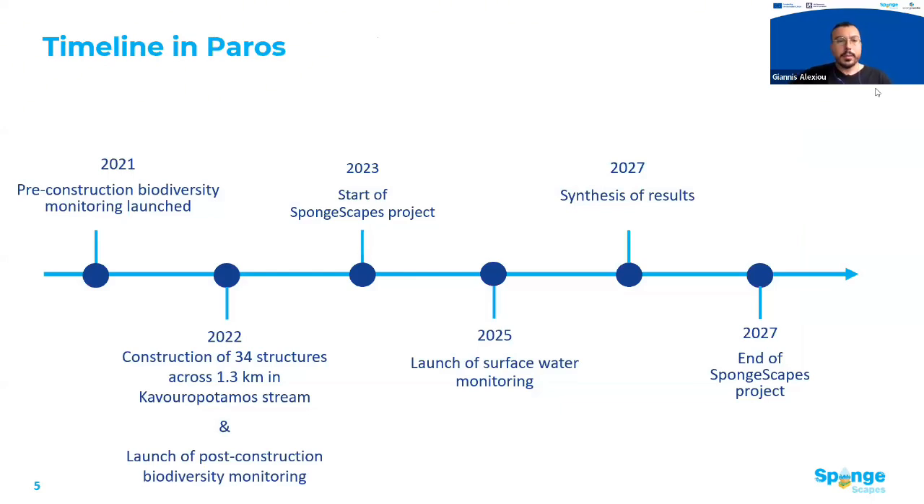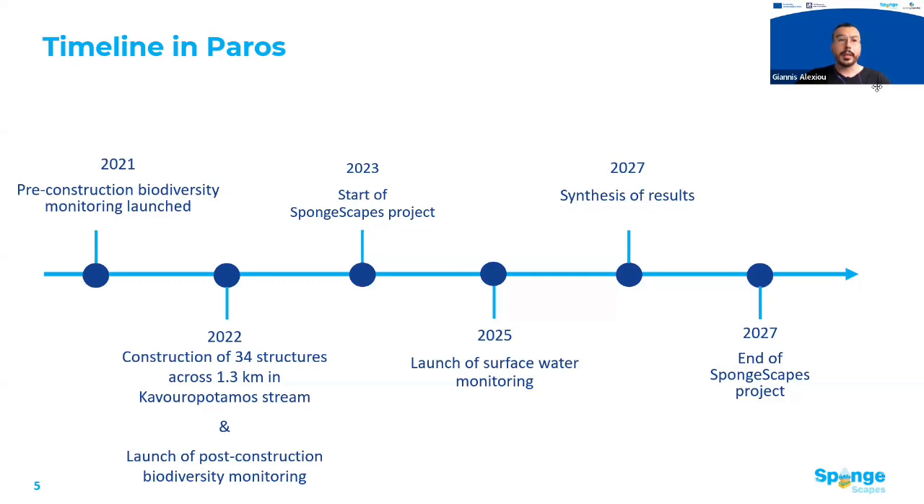So here is our timeline in Paros. It all started in 2021. We managed to launch a biodiversity monitoring 1 year before the construction of the check dams, which happened in 2022. Then we constructed 34 structures across 1.3 kilometers in Kavugapotamo stream, which is an ephemeral stream in Paros. And also we did some post-construction biodiversity monitoring.